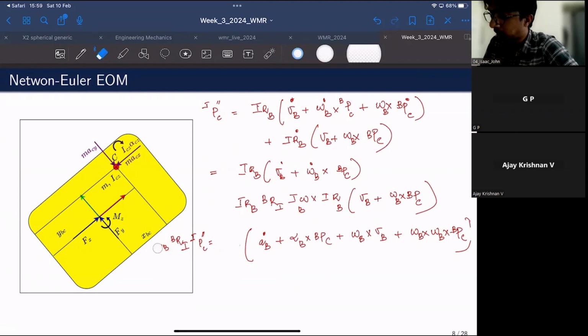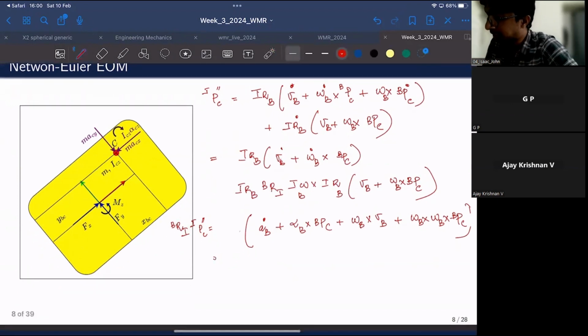What you end up with here is the acceleration of point C referred with respect to the inertial frame, pre-multiplied with R transpose. It will transform everything from the inertial frame of reference to the body frame of reference. So in effect, you will end up with the acceleration of C represented in frame B. This is nothing but acceleration of B.